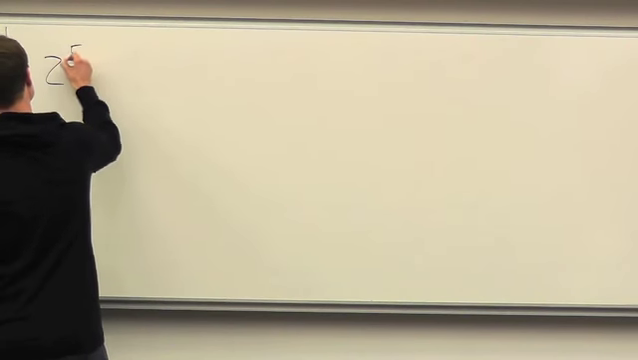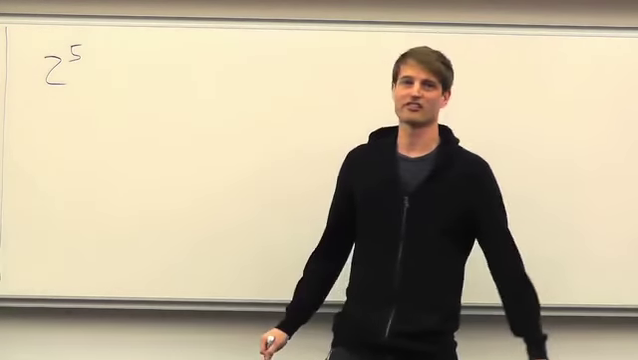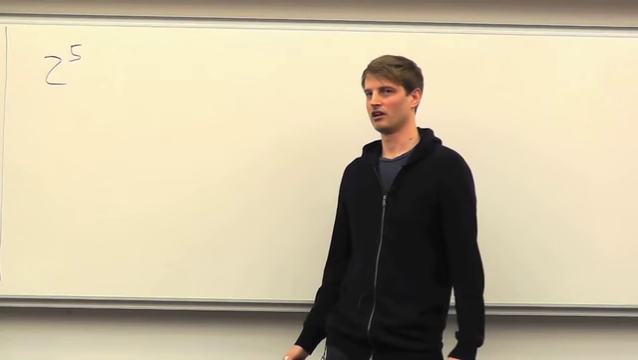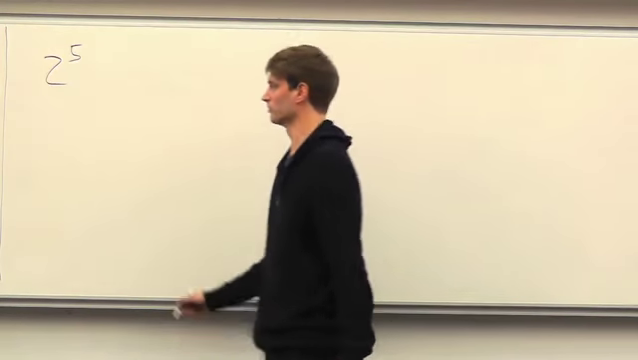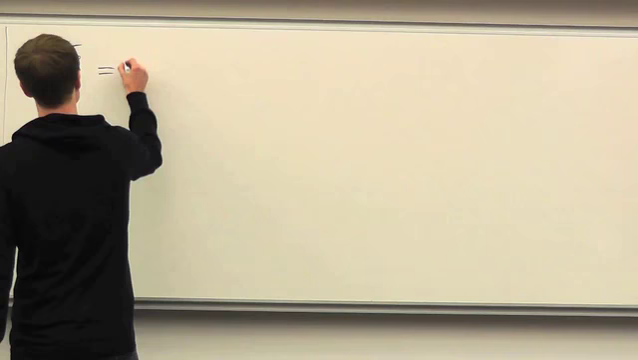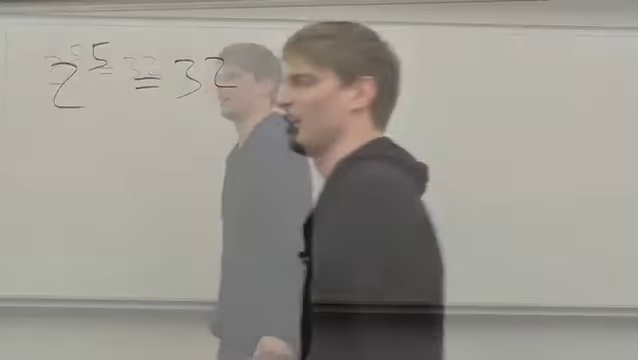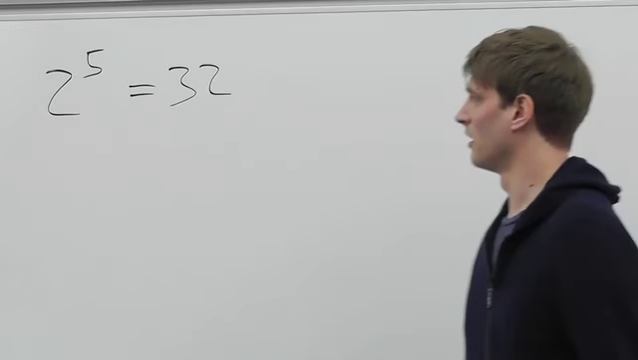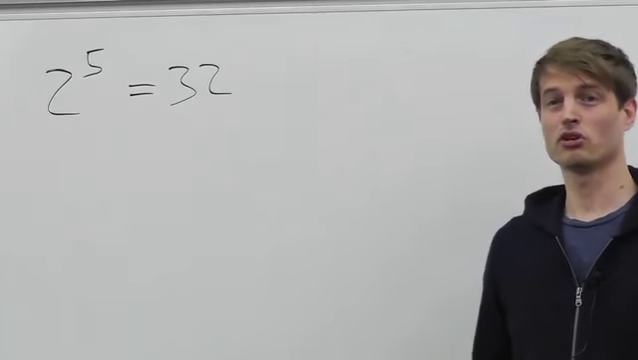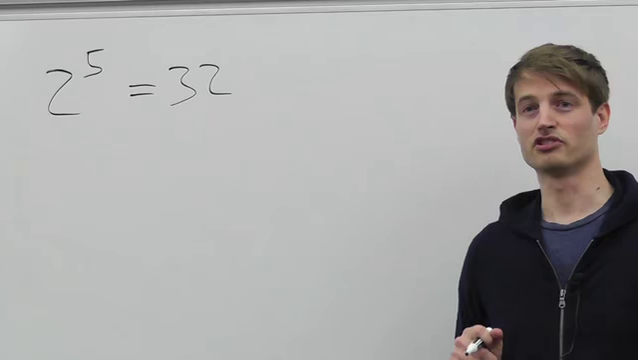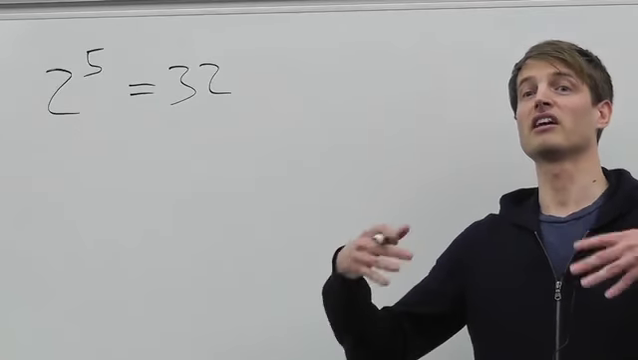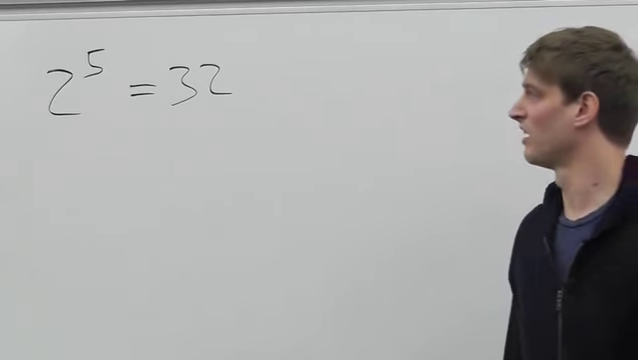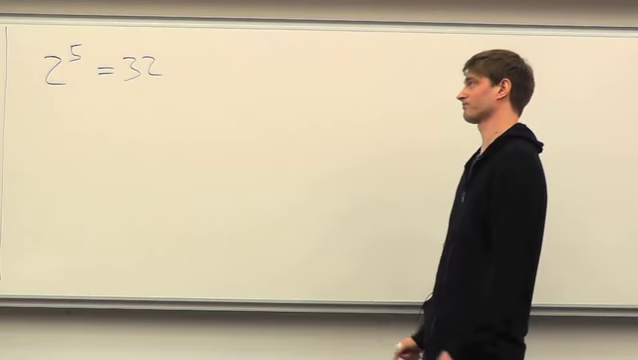So, first of all, let's think about this. This is 2 to the power 5. We should all know what this equals. It's equal to 32. And how do I get that answer? It's very simple. I look at the 2, I look at the 5, and I know that what I'm meant to do is take the number 2 and multiply it by itself 5 times, and I'll end up with 32.